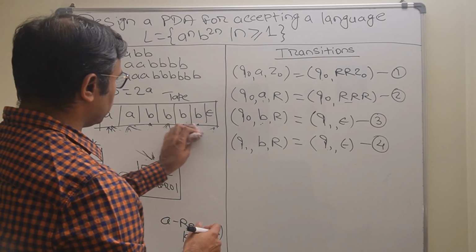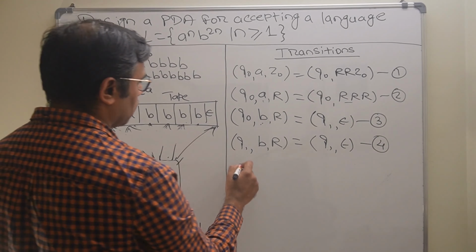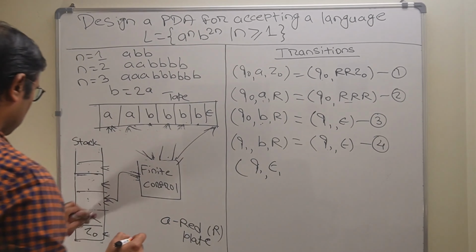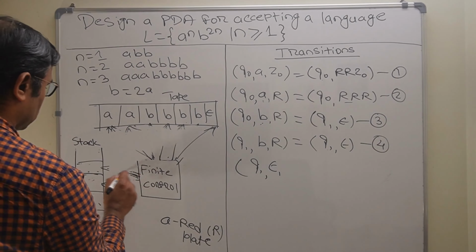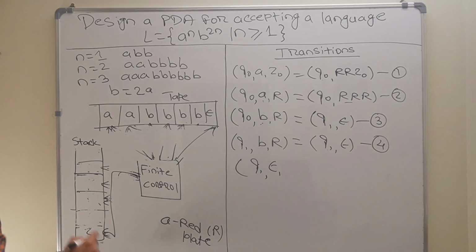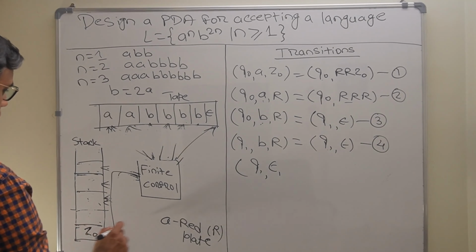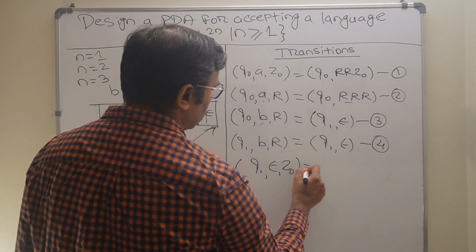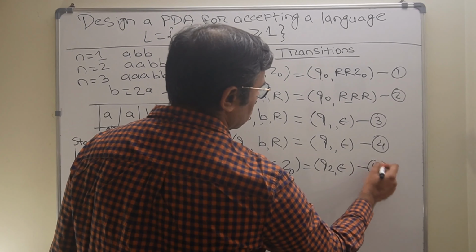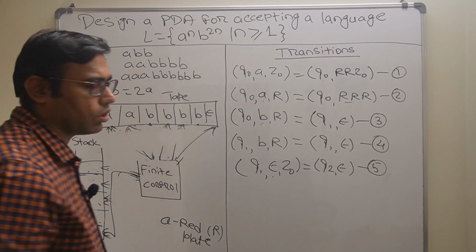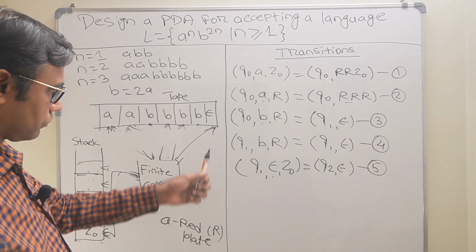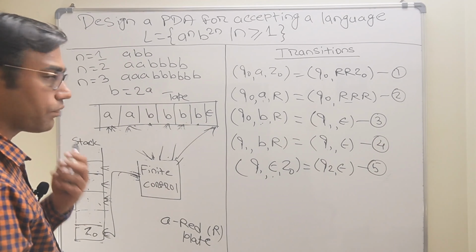Now at the end you will find there is epsilon, so again we have to write Q1 epsilon. Now all the B's are removed through transition number 4, so the stack top becomes Z0. It will be Q2 epsilon. Why Q2 epsilon? The reason is the input symbol is changed. So these are the transitions for the pushdown automata.